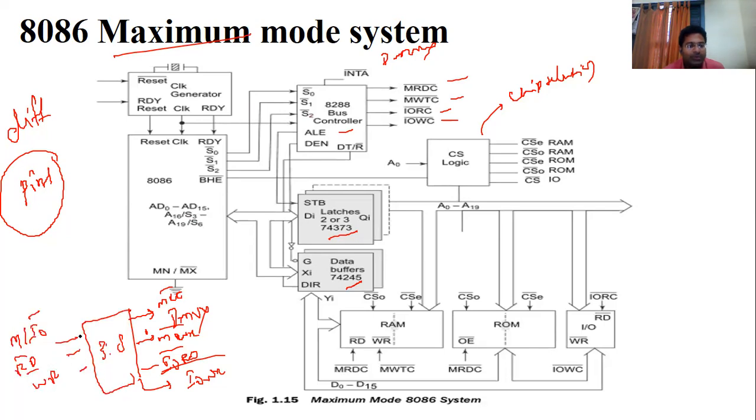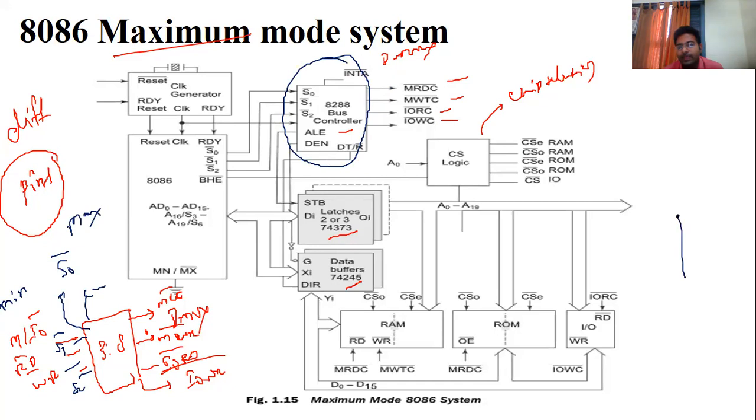But for this maximum mode, we are giving signals like S0 bar, S1 bar, S2 bar, as well as the clock. The only difference is S0 bar, S1 bar, S2 bar. So this is the minimum mode and this is the maximum mode. See this again, the decoder takes S0 bar, S1 bar, S2 bar, and the clock, so then the output is the same.